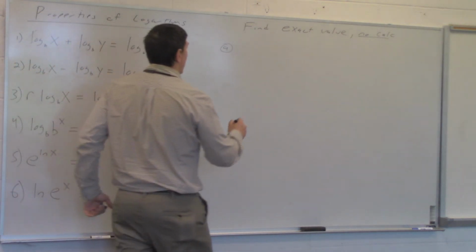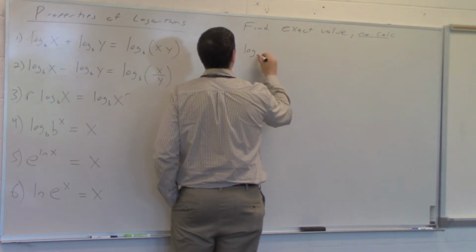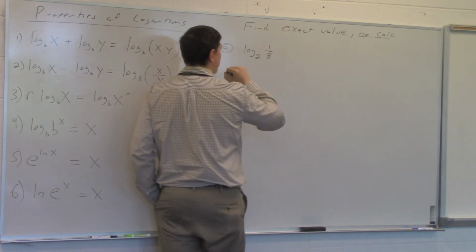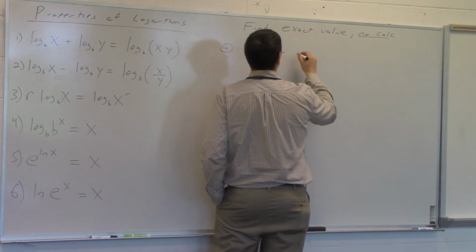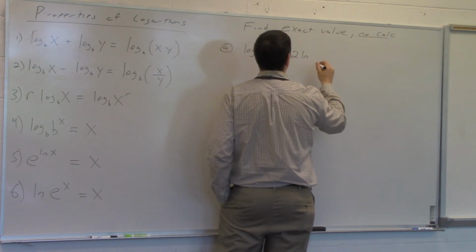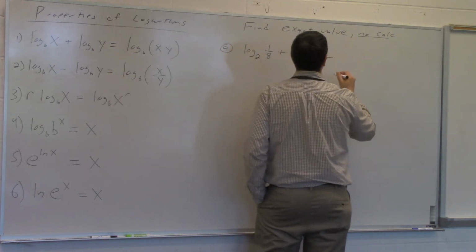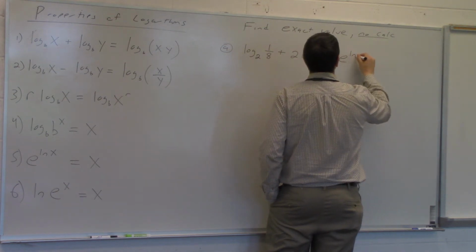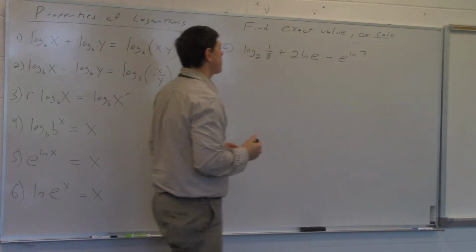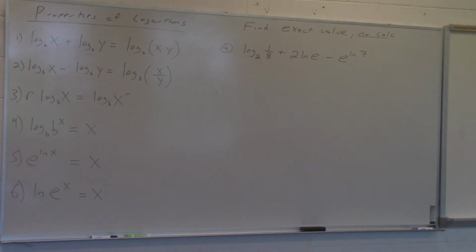Let's say I have log base 2 of 1/8 plus 2 natural logs of e minus e to the ln of 7. I'm betting there's 2 of these terms that you know easily what to do with, because you look at rules number 5 and 6 and you can say, oh, okay, well, e's and ln's are inverses of one another. They cancel each other out.